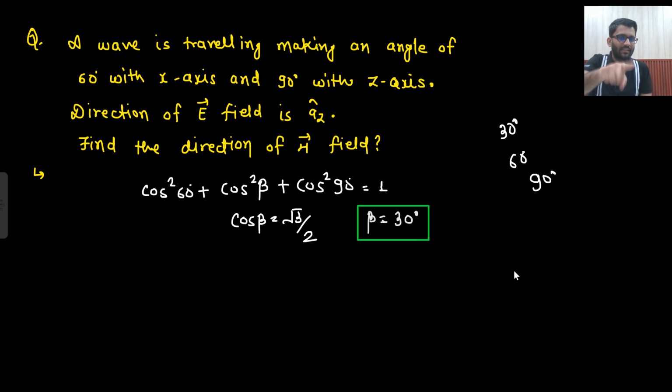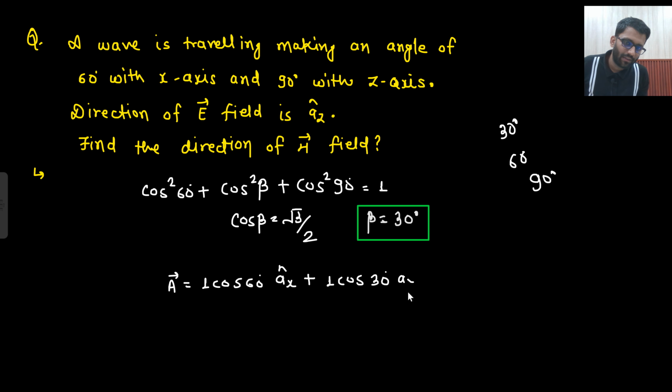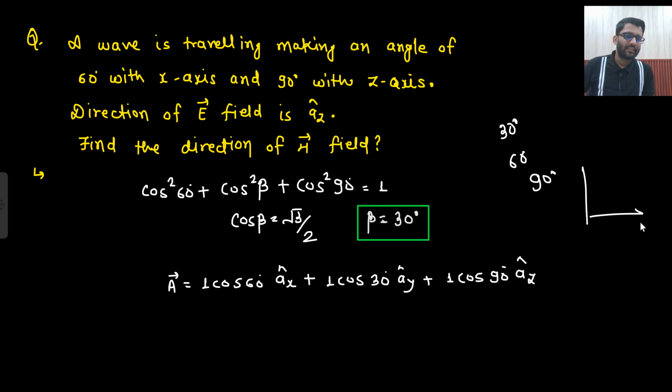So if I know the angles, can I write down the vector in this manner? It would be whatever the magnitude of the vector is. I am assuming a unit vector, so a unit vector has a magnitude of 1. So 1 cos 60 degree, the angle with the x-axis, Ex cap, plus 1 cos 30 degree, the angle with the y-axis, Ay cap, plus 1 cos 90 degree, the angle with the z-axis, Az cap.